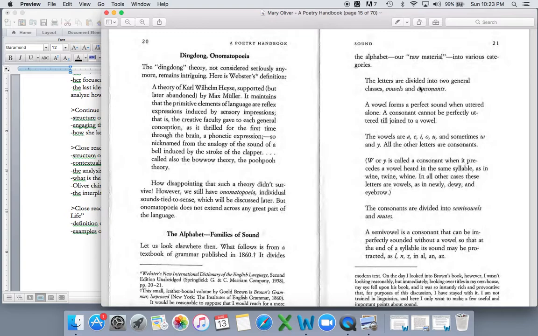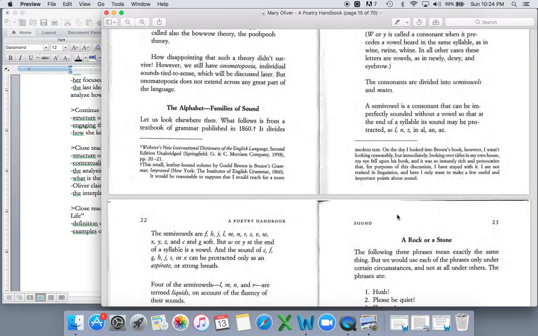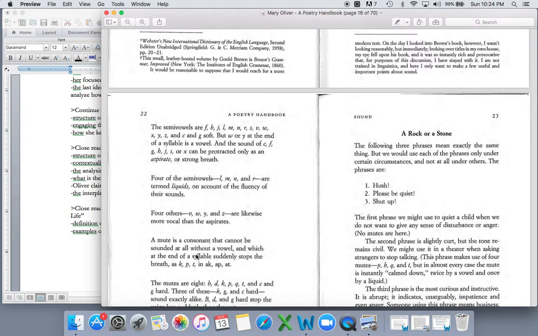But within that, she explains the difference between semivowels and mutes, and goes on, I think, to talk about aspirates. And she talks about liquids here. Mutes is another that shows up at the end. And she's talking about categories of sound. Because if she's trying to prove that they're not random, she needs to group them to have some sort of consistency. So I'm going to call this definition. She's simply defining what sound is in poetry, first and foremost.